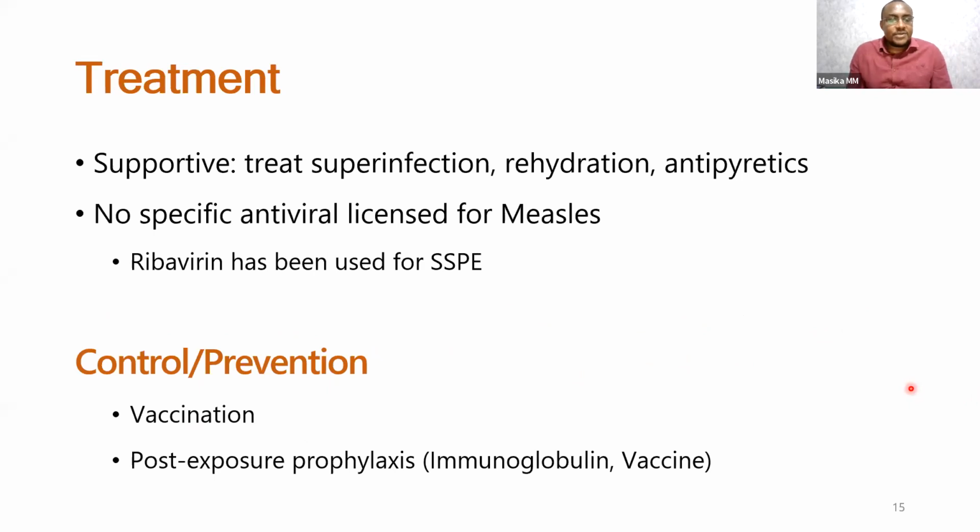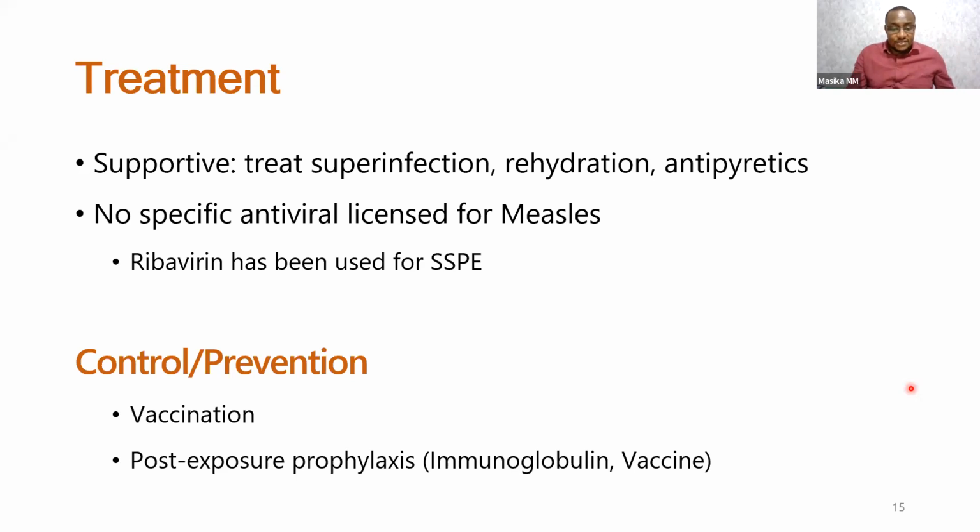The treatment is supportive. There's no specific treatment for measles, and it depends on what the child needs. You learn a lot about measles treatment in PIDS. It includes a lot of things from rehydration, antipyretics, even vitamin A supplementation and all that. And this is really supportive. Some people have tried to use ribavirin for SSPE, but there's not much success with that, and we don't have enough numbers anyway to do a well-powered study to show that.